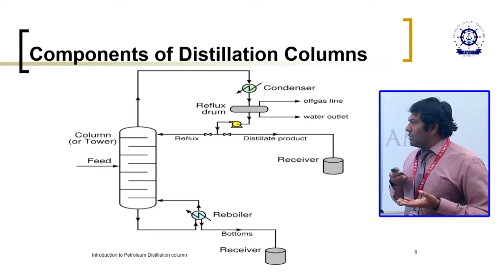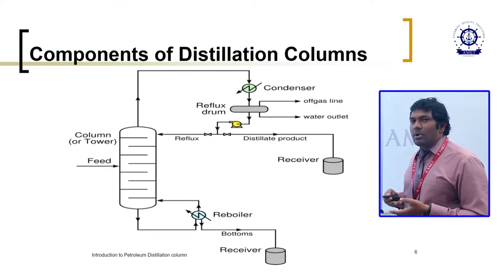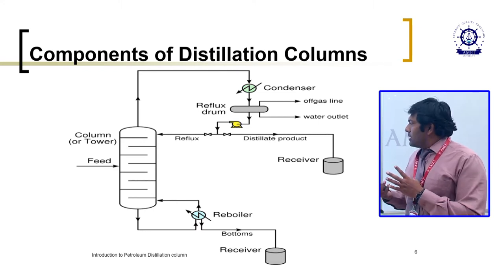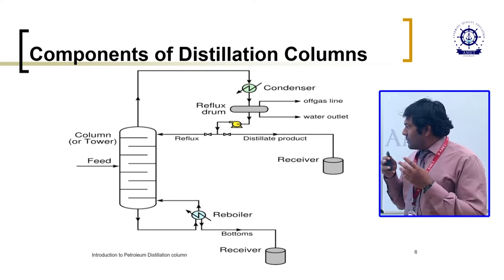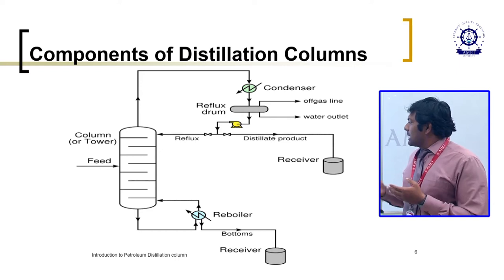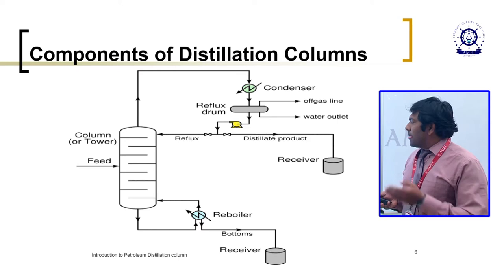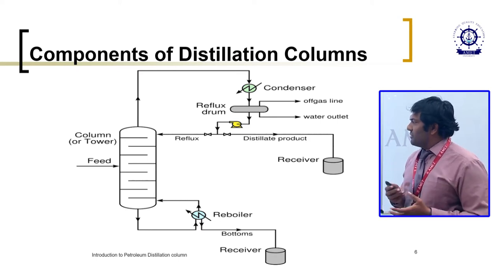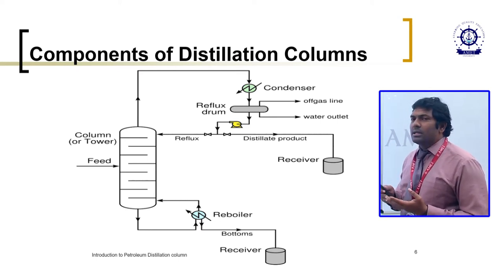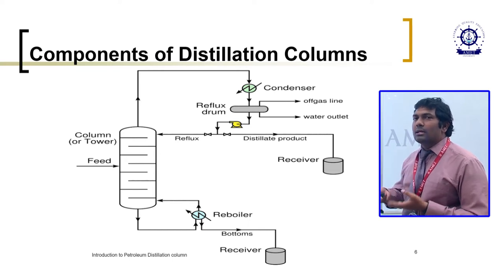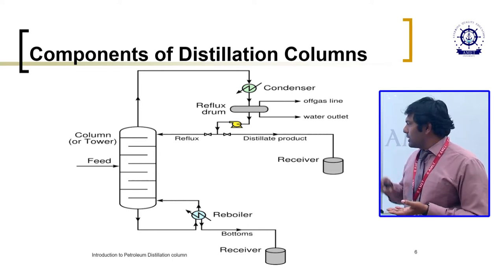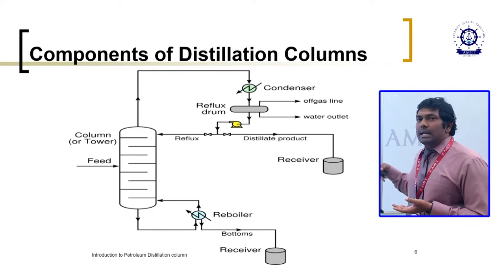Once the bottom products are coming into the reboiler, the reboiler is there to increase the vaporization of the bottom product, hence it is again recycled into the bottom of the column. Once it gets enough boiling point, it goes to the top of the column. If the boiling point is not enough, it will again come into the reboiler and get vaporized again, and it will go to the bottom of the column. Then it is collected at the receiver.